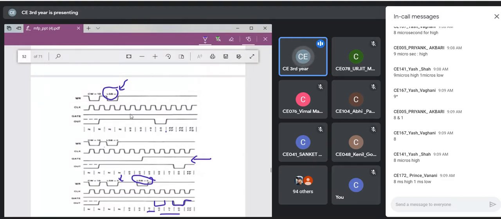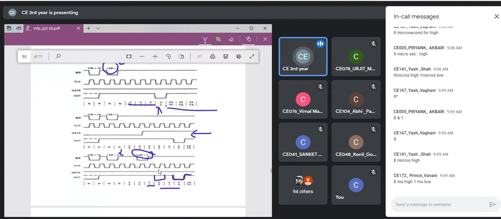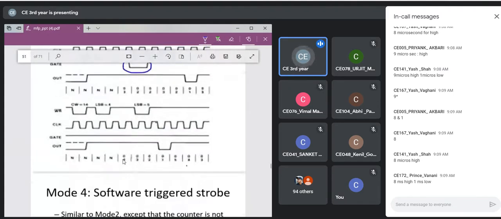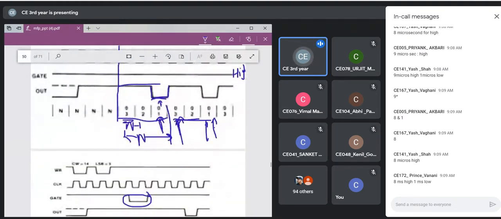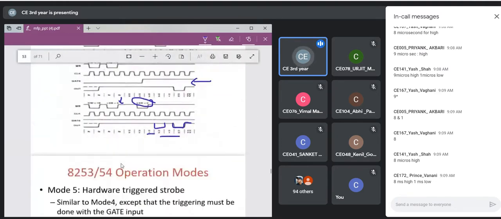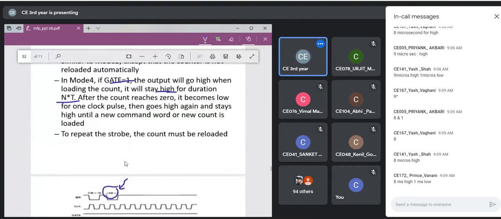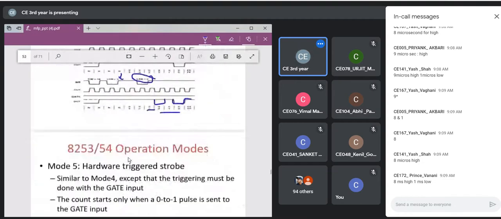First, it will not reload itself. Second, after n pulses, on the 0th pulse, it will go low, not after n minus 1 pulses. And third, if you change the count in between, the previous count will complete first and then it will be reloaded. So these are the three basic differences between mode 4 and mode 2.